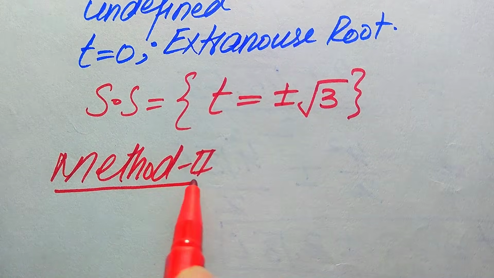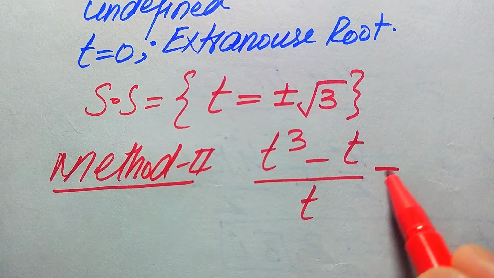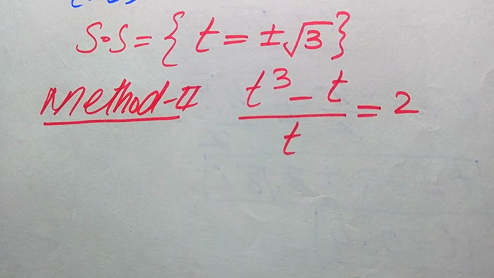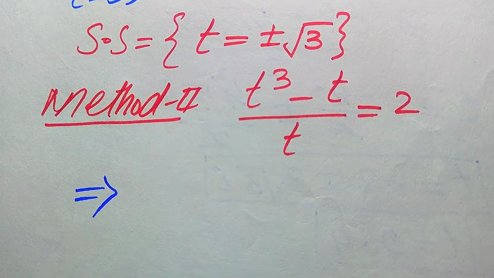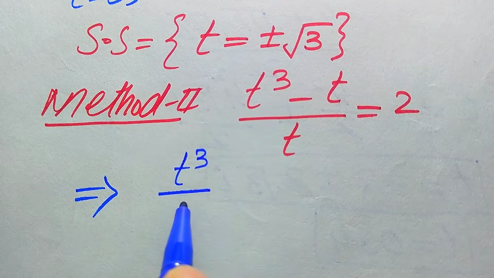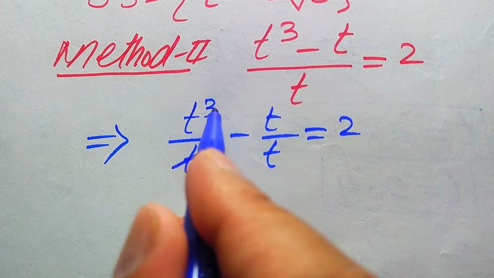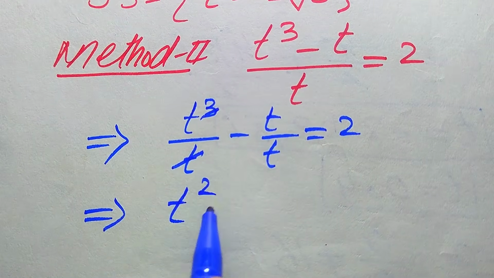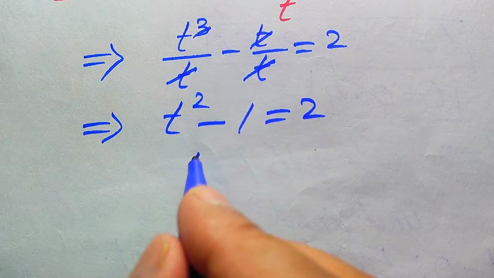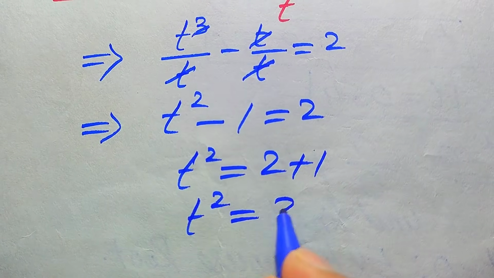So for the second method we need to copy down the given question statement. Here it is t cubed minus t divided by t is equals to 2. So our second method is the very straightforward or quick method. Here we quickly determine the solution set of this problem. So first we break this fraction, and it will be written as t cubed divided by t minus t divided by t is equals to 2. So this t and t are gone, and we get here t square minus, this t and t are gone, and we get here 1 is equals to 2. And we move minus 1 to the right hand side, and we get here t square is equals to 2 plus 1, and we obtain t square is equals to 3.